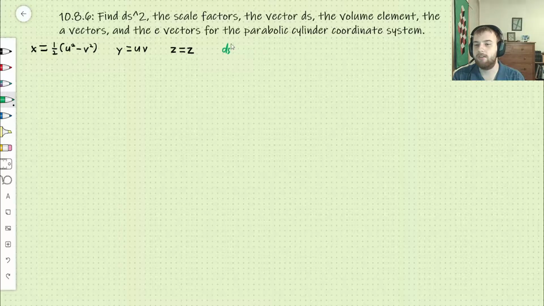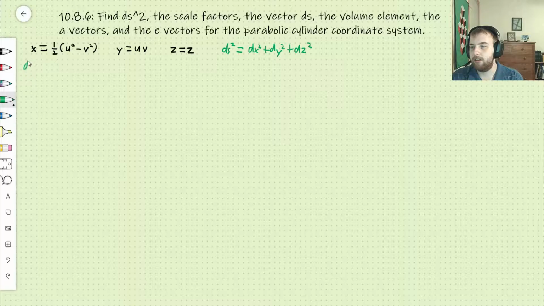To begin with, we're going to remember that ds squared, ds being our arc length type of thing, is going to be dx squared plus dy squared plus dz squared, not a subscript. If you take the square root on both sides of the equation, you basically get the Pythagorean theorem. So we're going to need to find our dx, our dy, and our dz, and square them.